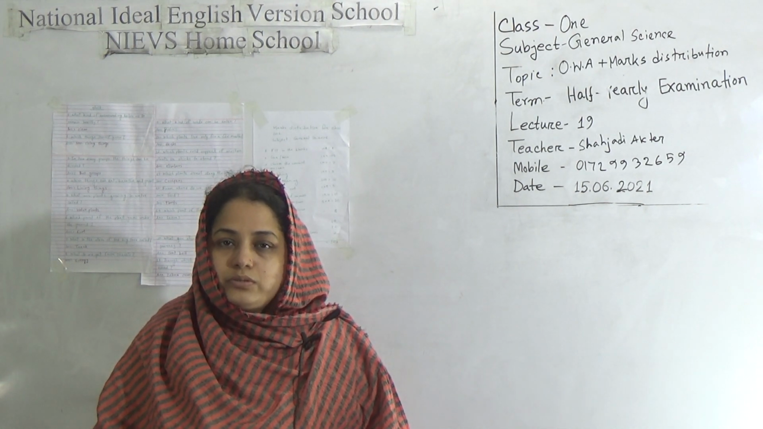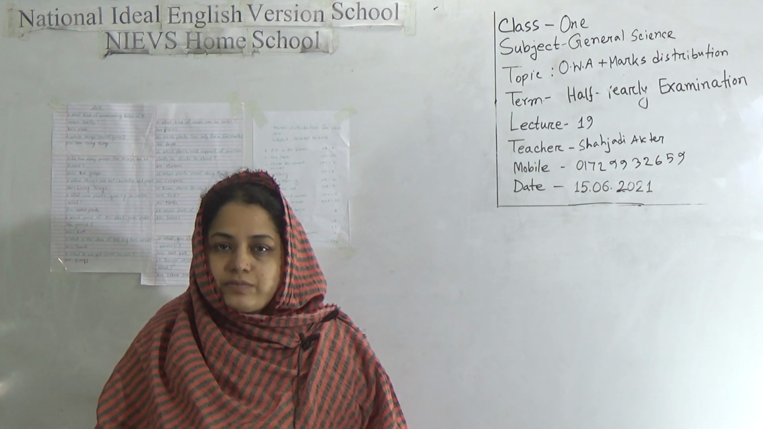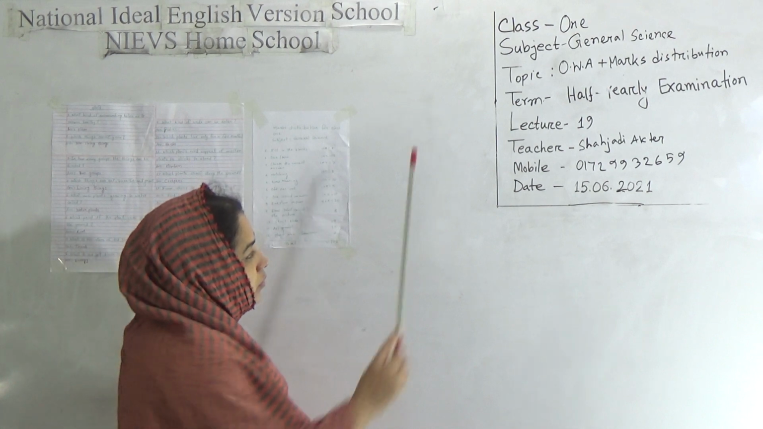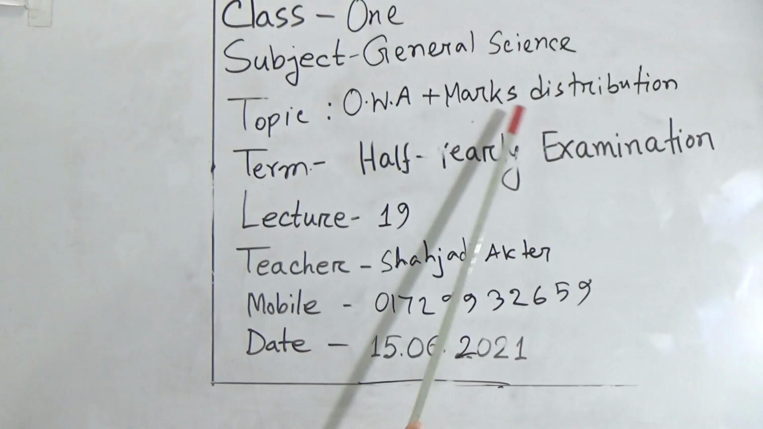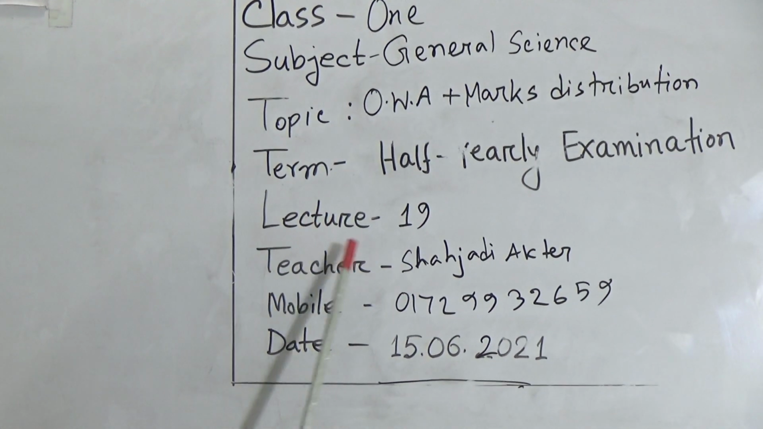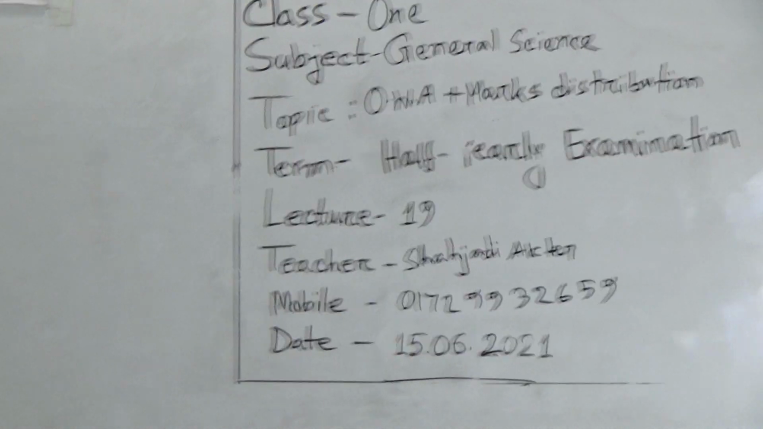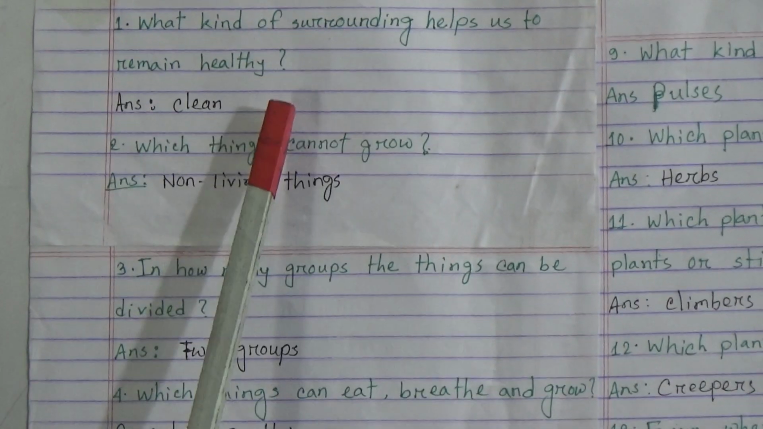Today, I am going to take a General Science class for Class 1 students. My dear students, our today's topic: one word answer and marks distribution. Our today's lecture number is 19. My dear students, let's start our class. At first, we will discuss one word answer. This is a revision class.